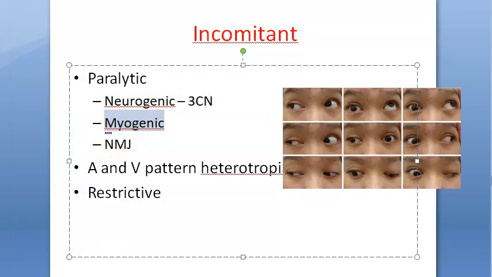Then coming to myogenic, again here there will be congenital lesions, trauma, inflammation, myopathies, bilateral ptosis, diplopia, so many other things. They are also blaming hearing loss, as other associated symptoms. So there could be a lot of causes for the muscle having a problem. Then coming to the neuromuscular junction, like myasthenia gravis, all these can affect the neuromuscular junction.